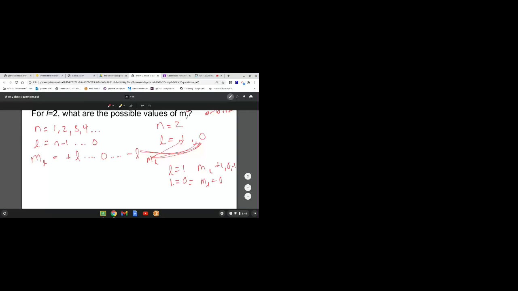In the example that they've asked us, L is equal to 2. That means M sub L is going to be positive 2, positive 1, 0, minus 1, minus 2. So we break this down into 2, 1, 0, 1, 2. If it was a 3, it'd be 3, 2, 1, 0, 1, 2, 3. We have positives and then we have negatives.